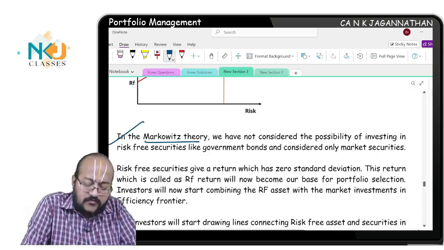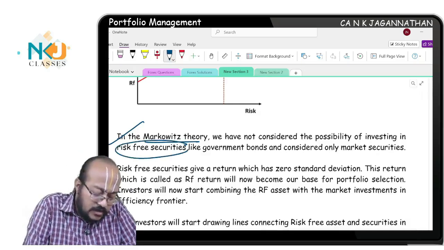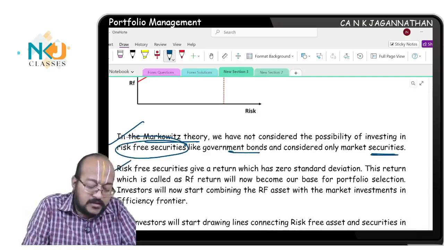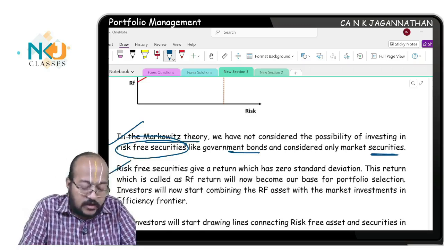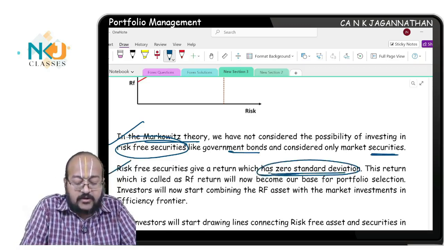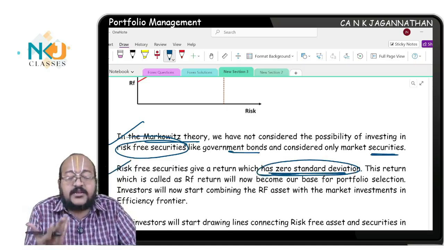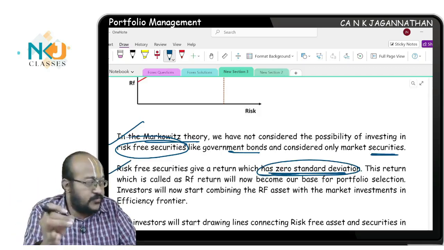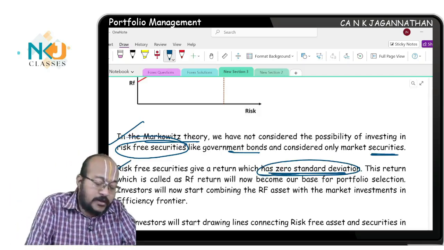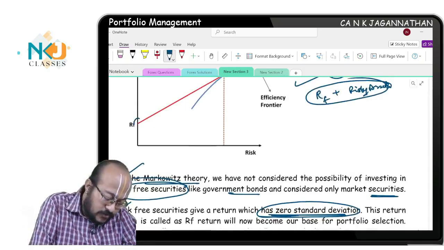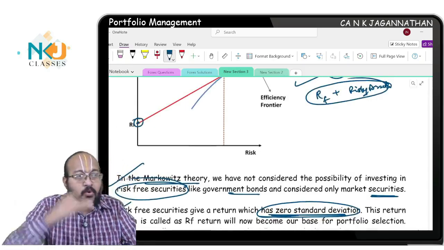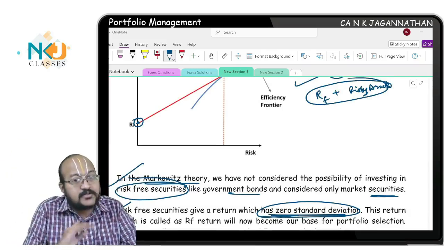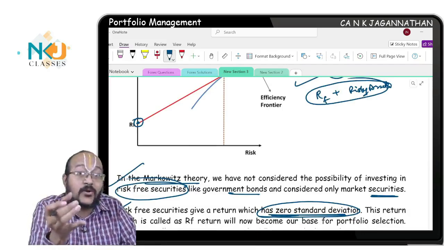In the Markowitz theory, we have not considered the possibility of investing in risk-free securities like government bonds and considered only market securities. Risk-free securities give a return which has zero standard deviation. What is the risk of a risk-free security? As the name suggests, risk-free securities will have zero risk. But what is the return? See, more risk, more return. Less risk, less return. Zero risk does not mean zero return, there is some return that is called the risk-free return.